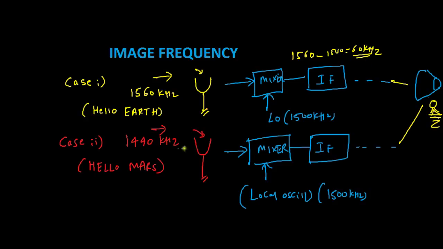At the same time, this 1440 kHz also will travel to the antenna, then the RF amplifier, then it will mix here. This is a weird case: 1440 kHz and then 1500. So we get 1500 minus 1440 as 60 kHz. So we have got two signals, one with the message hello Earth and the other with hello Mars. Both are at the same frequency.